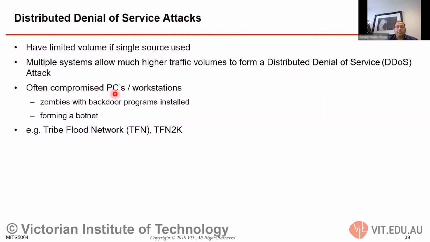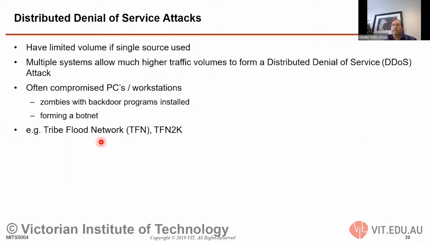Often they compromise PCs and workstations, zombies, with backdoor programs that have been installed. So zombies are created. Zombies become bots, and they are called botnets. So forming botnets, and those botnets are attacking. Now, what do they do? They use a Tri-Flood Network, or in a simple form, it is known as the TFN network.